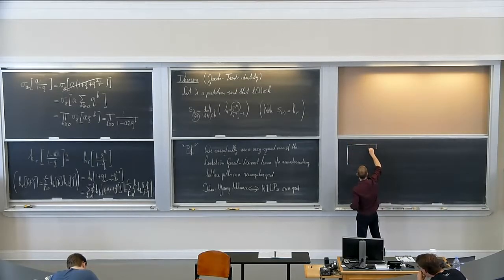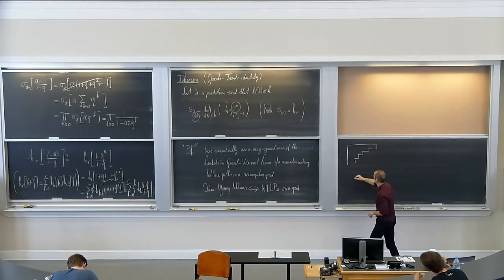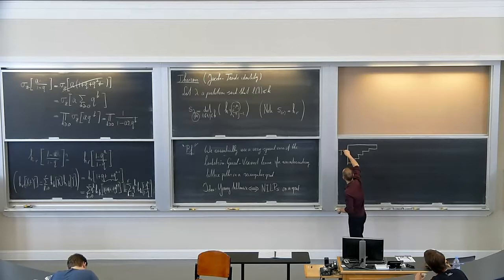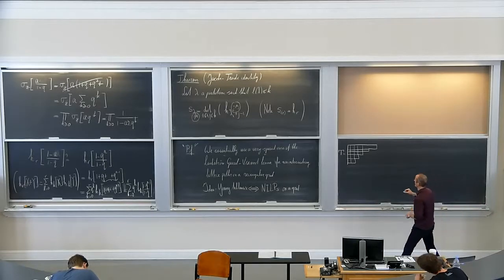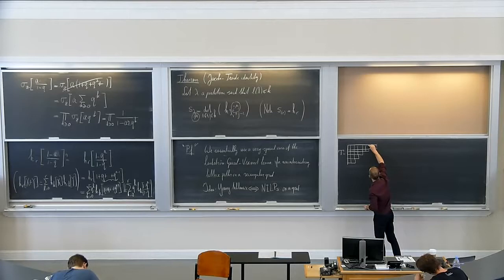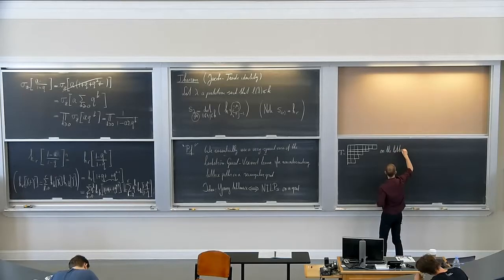Okay, so let's say here, this is my tableau T. I've only given you the shape here. Let's say I have a tableau on, so I'm not going to put in all the numbers on the letters 1 up to n, okay?